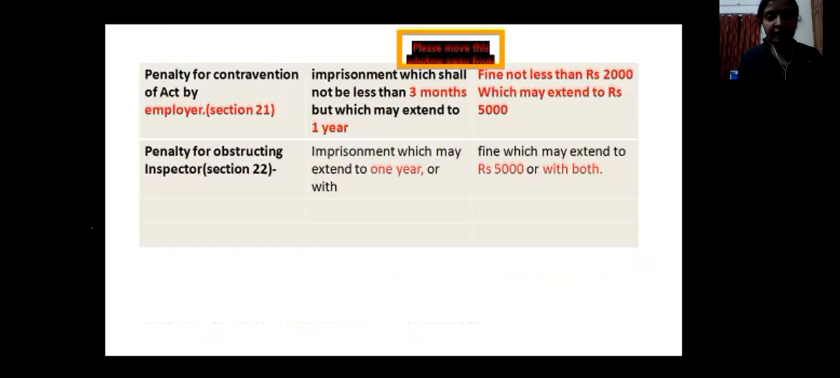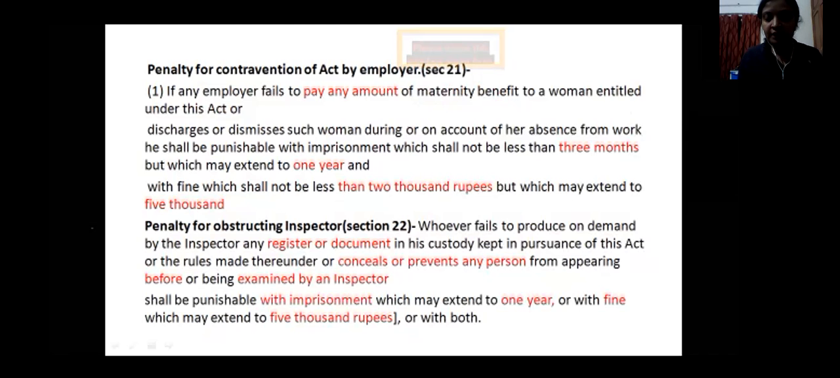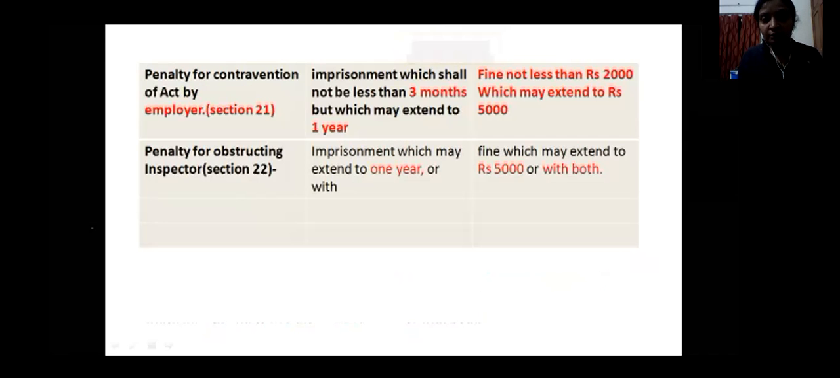ठीक है, इसके लिए I have given the chart here. Okay, penalty for contravention of the act by the employer, penalty for obstructing inspector, section 21, section 22. अभी जो मैंने बताया 21 का जो है, this I have already written here. Imprisonment which shall not be less than 3 months but which may extend to 1 year, fine not less than 2000 which may extend to rupees 5000. Second one is penalty for obstructing inspector, section 22.